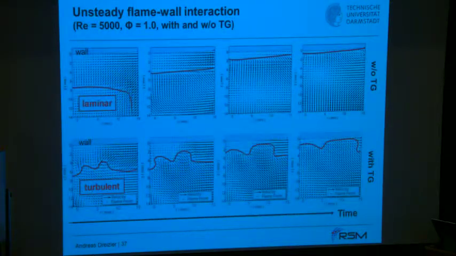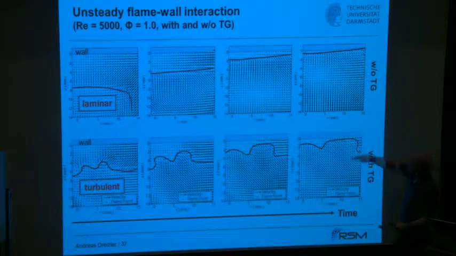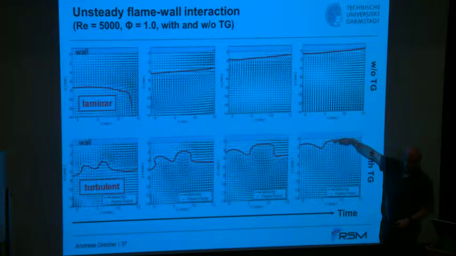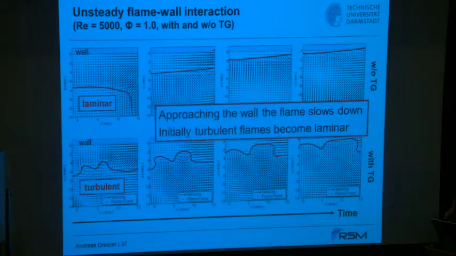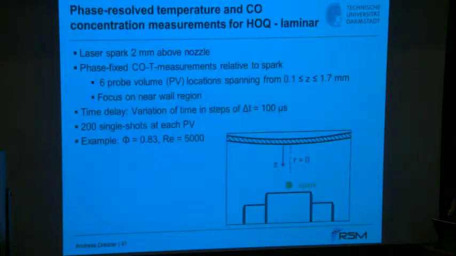Okay. Here you see the same as before for the laminar case. If you have the turbulent case, then you see here the wrinkled flame during its approach. And it's nice to see that by the action of the wall, everything is laminarized. The wrinkling disappears, everything gets slower, and the scales in the flame are getting larger in this case. So, an initially turbulent flame becomes thereby stepwise laminar.